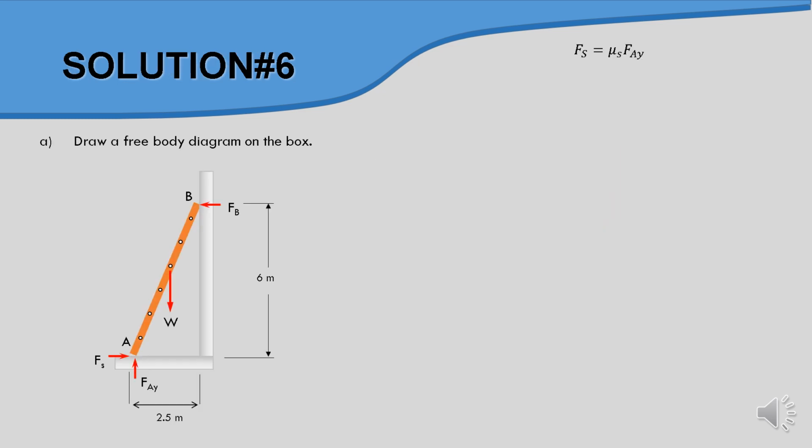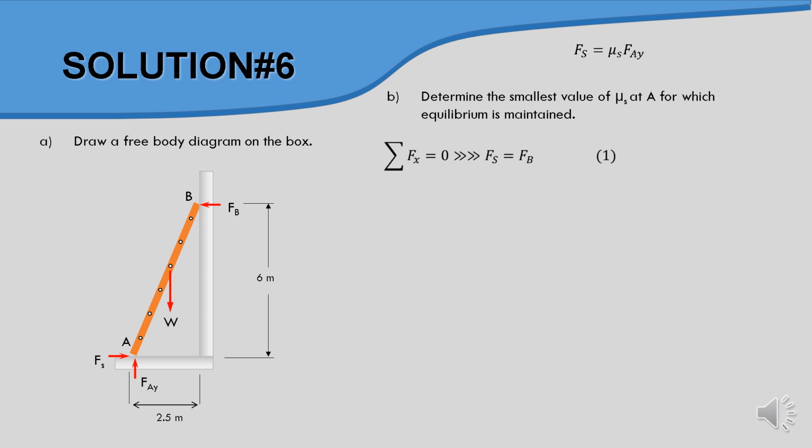In this case, we produce a free body diagram here, and then we start to compute the value of mu s. The net force Fx equal to 0, so we have Fs equal to Fb, as equation number 1. For equation number 2, Fy is equal to 0, whereby we have two values, Fay and W. Then we use the moment at point A, where only two forces act, which are W and Fb. W is at a distance from point A of 2.5 divided by 2, which is 1.25, and Fb is at a distance of 6. So we have 6 Fb equal to 1.25 W, as equation number 3.